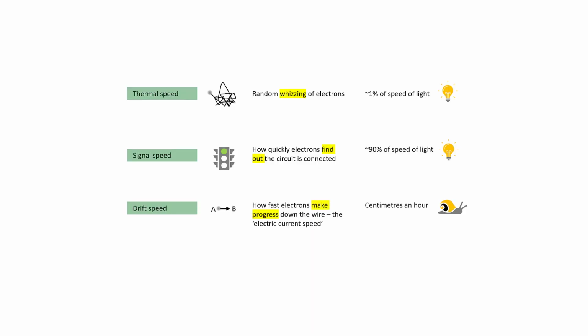This is called the drift speed of the electrons. It's the speed that electrons actually make progress along the wire. This drift speed is the one that we're interested in when we talk about electric current, and it's very small, typically a few centimeters an hour.